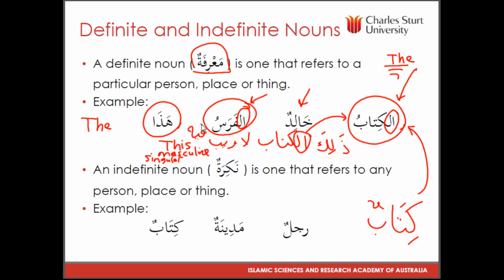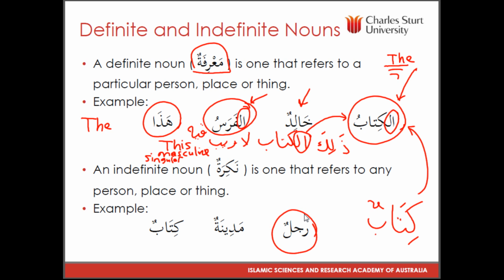An indefinite noun, called nakira in Arabic, is one that refers to any person, place or thing. For example, rajulun, a man, any man. Any of these people, you can refer to as a man. But when I say, for example, yesterday I met Ibrahim, he is a great man, I should use ar-rajulu instead of rajulun, because it is no longer any man.